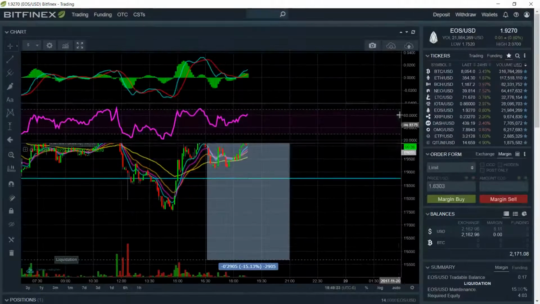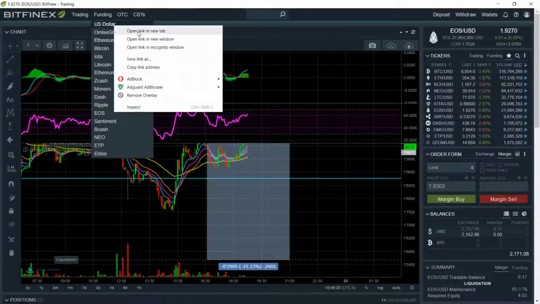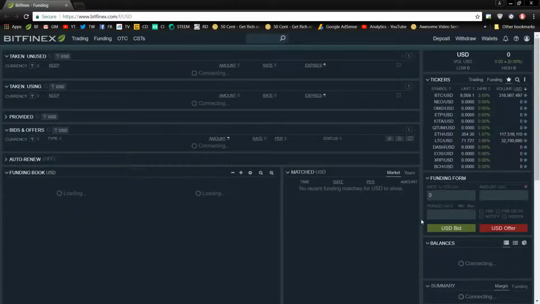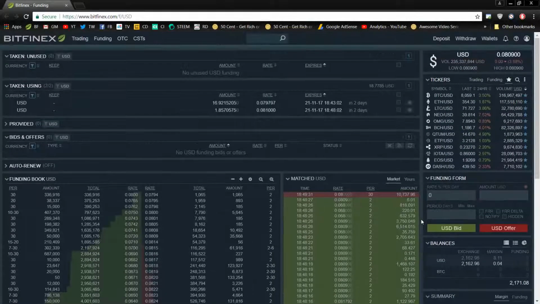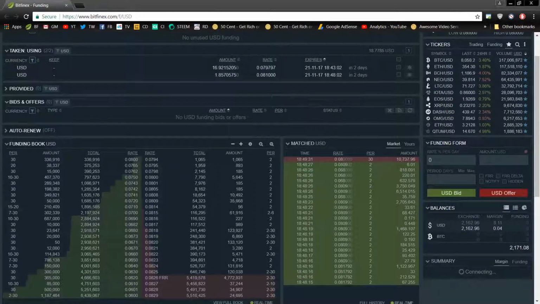And just to give you guys an idea of how much it costs to borrow per day, let's say we wanted to borrow a dollar amount in USD. So let's say you wanted to borrow, I don't know, $1,000, okay? Your rate that you'd be paying is basically 0.08%, okay?